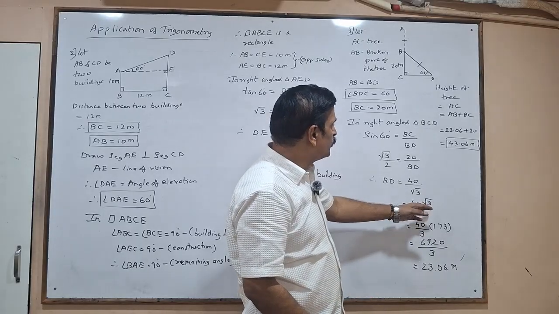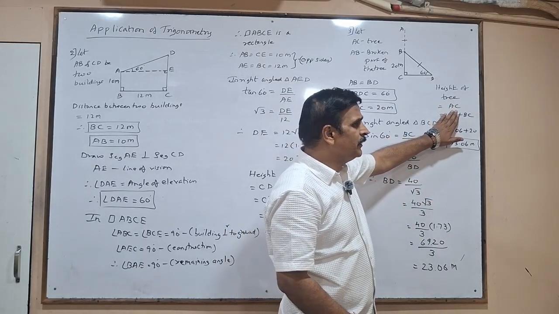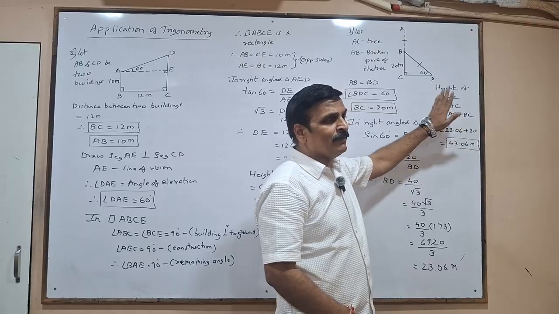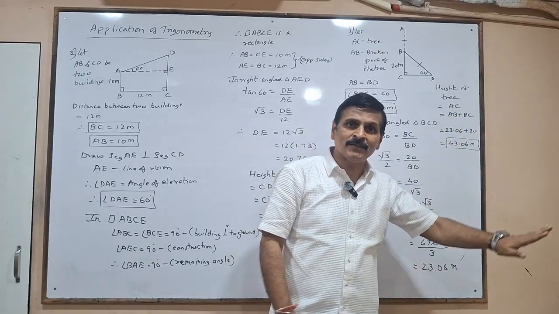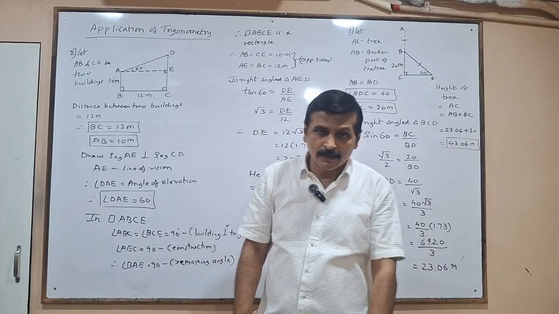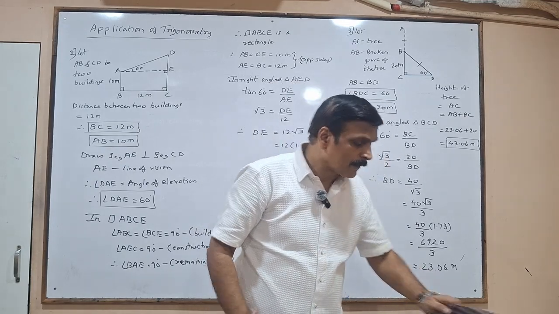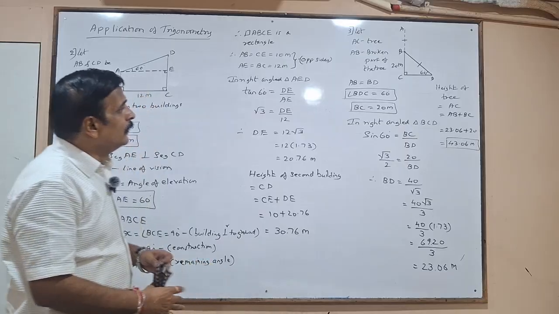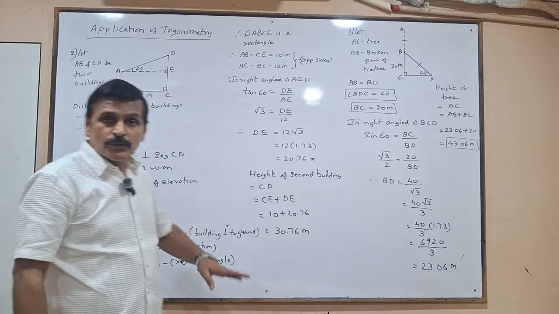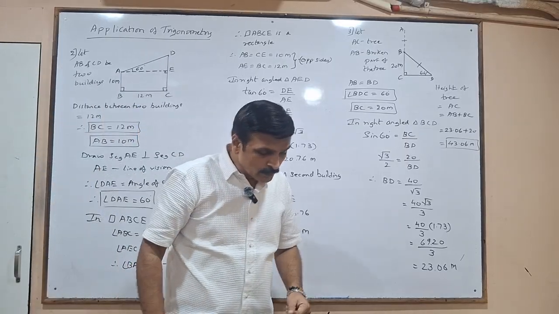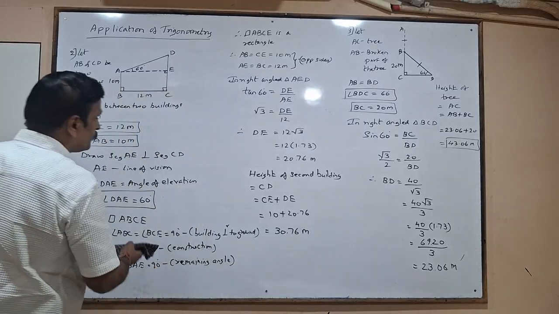If it is kept in root 3, then root 3 will be there, but you cannot add because one is an irrational number, the other is a rational number. Okay, so I hope both are understood. Let us move on to the next.